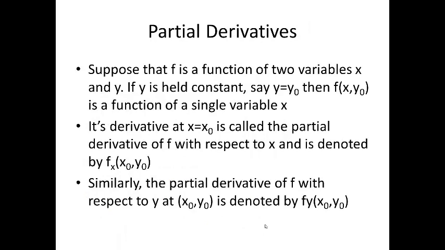Suppose that f is a function of two variables, x and y. If we hold y constant, say y equals y0, then f of x, y0 is now a function of a single variable x. And its derivative at x equals x0 is called the partial derivative of f with respect to x, and it's denoted by f sub x at x0, y0. Similarly, the partial derivative of f with respect to y at x0, y0 is denoted by f sub y at x0, y0. The key point here is that the rules for differentiating a function of one variable work for finding partial derivatives, as long as we hold one variable fixed.